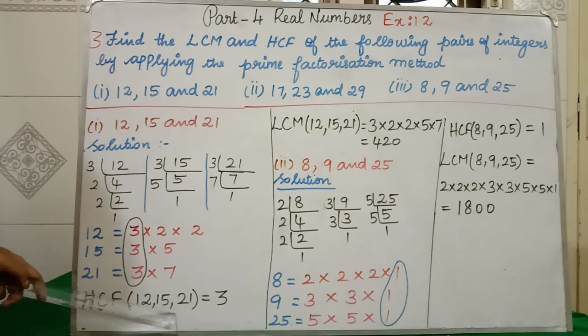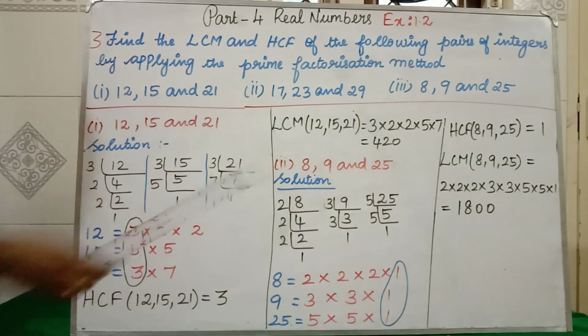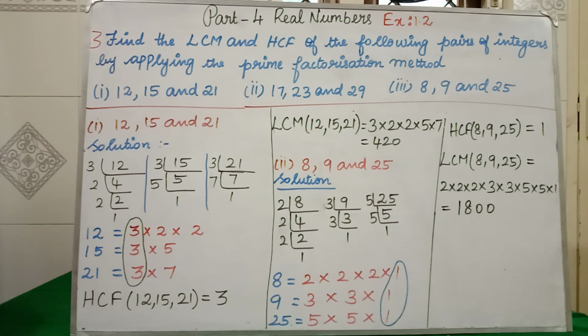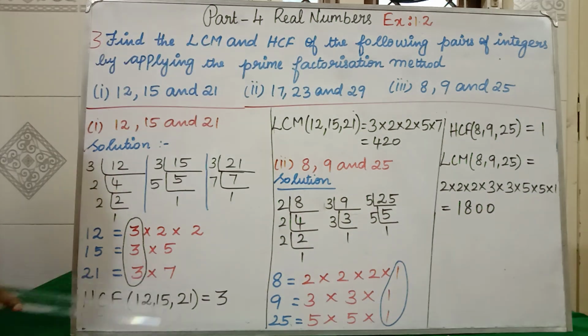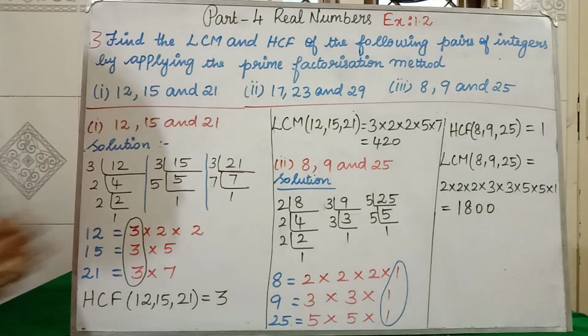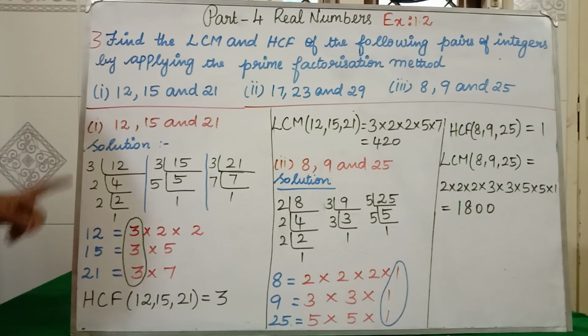LCM of 12, 15, 21: among these three, we take one 3, so I have written 3. The remaining numbers that are left, every number you are going to take into the LCM. Remaining are 2 into 2, I have written 2 into 2. Then here 5, I have written 5. Here 7, I have written 7. Therefore LCM: 3 into 2 is 6, 6 2s are 12, 7 5s are 35. So 12 into 35 is 420. Therefore, for the first question the HCF answer is 3 and the LCM is 420. Clear, all of you?